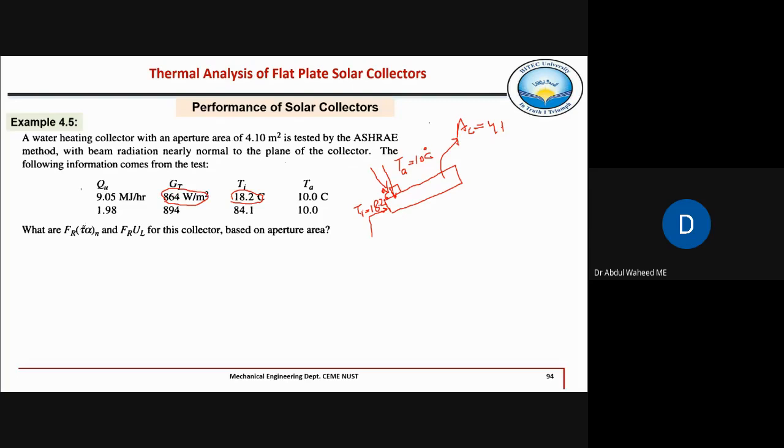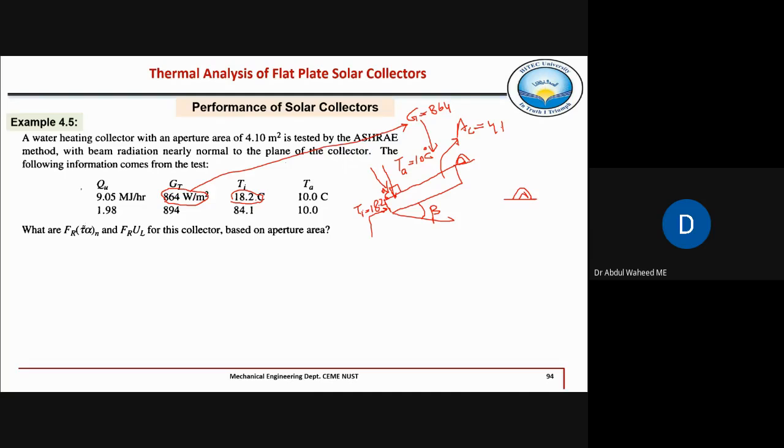So this radiation, available radiation, was measured with the help of a pyranometer, and this pyranometer is placed on the plane of this solar collector. This pyranometer is not placed on a horizontal surface. It is exactly on the plane of the solar collector. So it means it is measuring this radiation at this beta, if it is sloped at some angle. So this G, which is measured on the plane of the solar collector, is 864 watts per meter square at that instant.